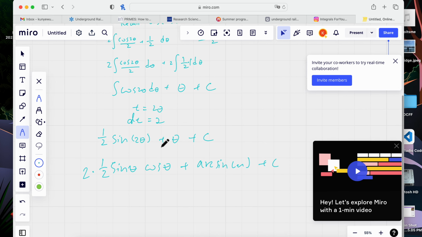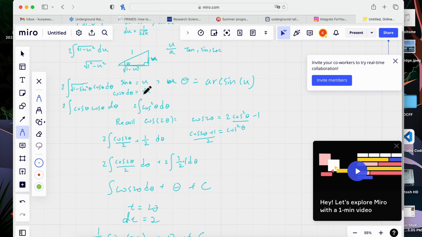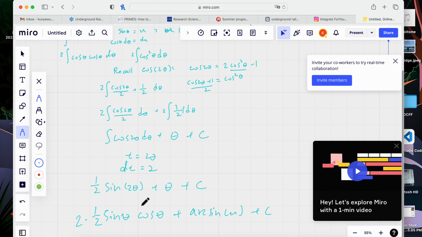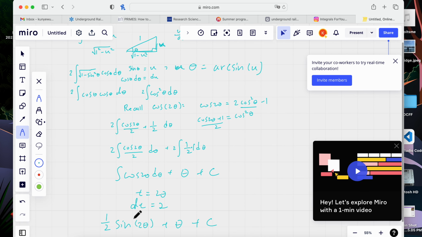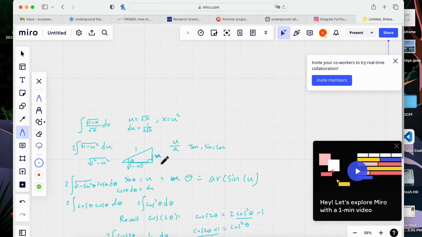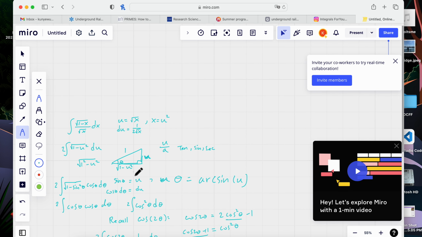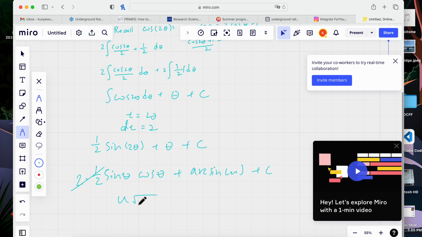And this is what's so nice about Trig-Sub, because once you have the triangle set up, you can just get all of the information from the triangle. So if we want to solve for u, sine theta is just u over 1, right? So sine theta is just u. I can replace that with u, and then by the way, 2 times 1/2, that's gone. So very nice. How about cosine theta? Cosine is the adjacent over hypotenuse, so it's just the square root of 1 minus u squared. So I'm going to multiply that by the square root of 1 minus u squared, and then plus arcsine of u plus c.